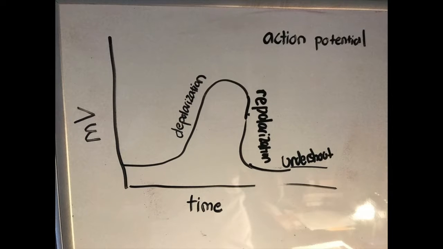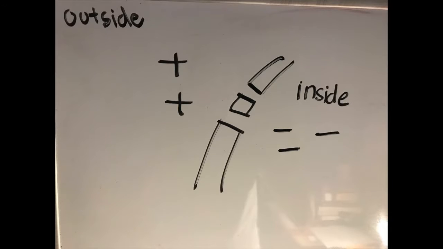Then, changes occur to restore the potential back to the resting potential, where the membrane potential is at a charge of negative 70 millivolts. This occurs when voltage-gated sodium channels close and the voltage-gated potassium channels open. Potassium ions flow out of the cell and the membrane goes through repolarization. The inside of the cell becomes negative and the outside becomes positive.